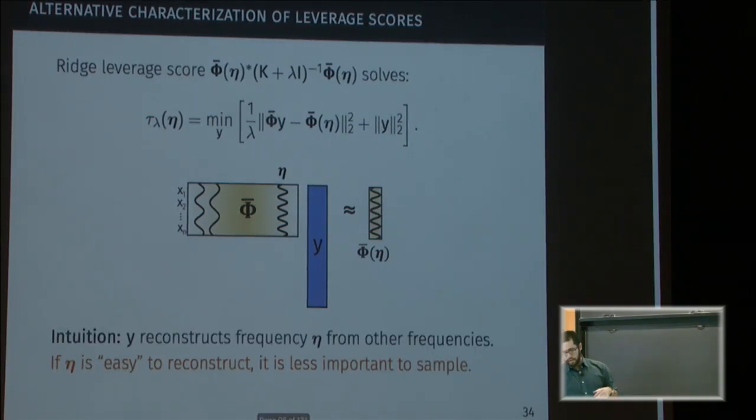It's saying if a column in that matrix is easy to reconstruct by other columns, so I can recombine those columns with a low weight, a vector y that has low 2 norm, then that column is somehow less unique in the data matrix, so I can sample it with lower probability. If the column's hard to reconstruct with other columns, it's more important to sample, I want to take it. So this is the intuition behind why leverage scores are good sampling probabilities to get these very strong matrix type approximation bounds. Okay?